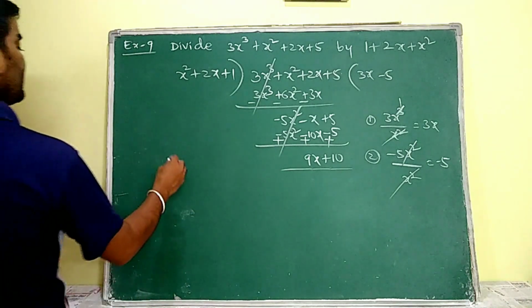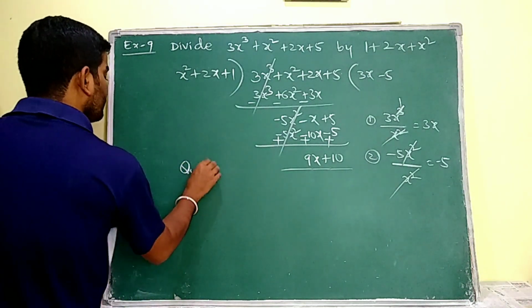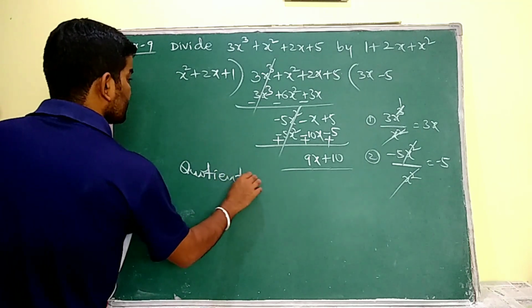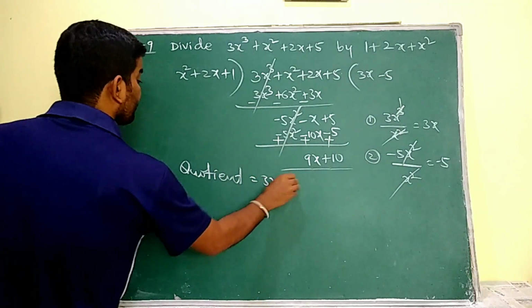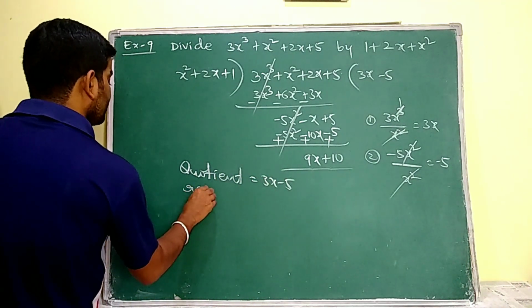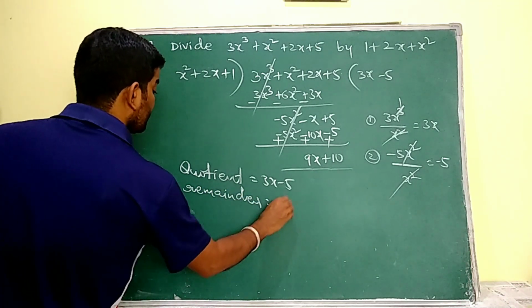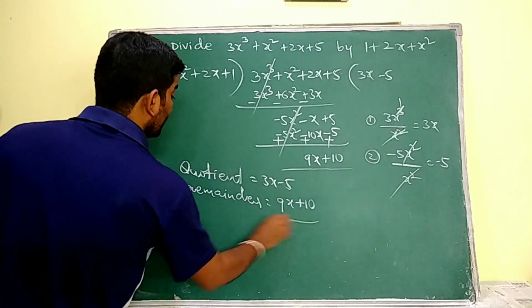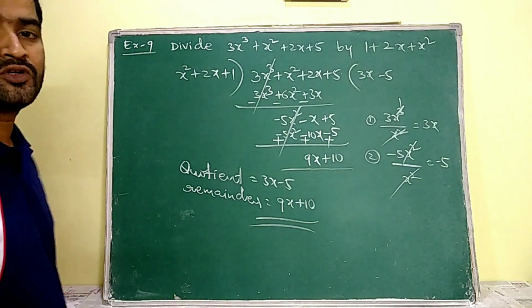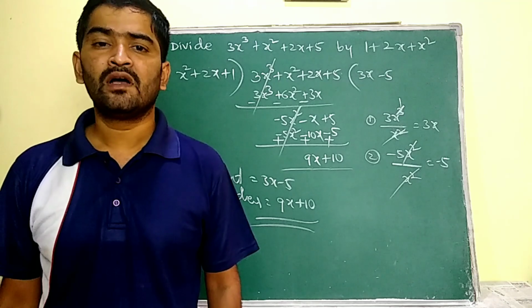If you want to write directly, the quotient is equal to 3x minus 5. The remainder is equal to 9x plus 10. In this way we are going to follow the long division.